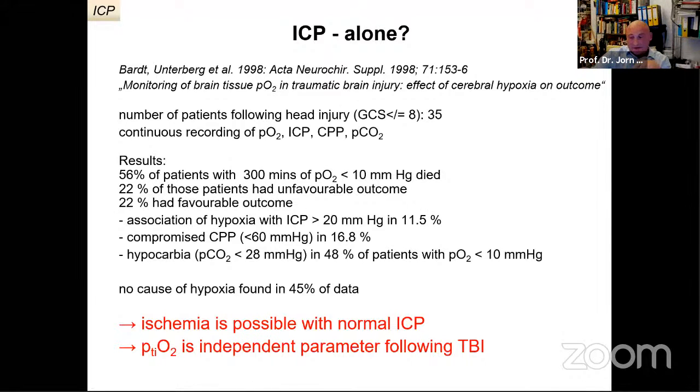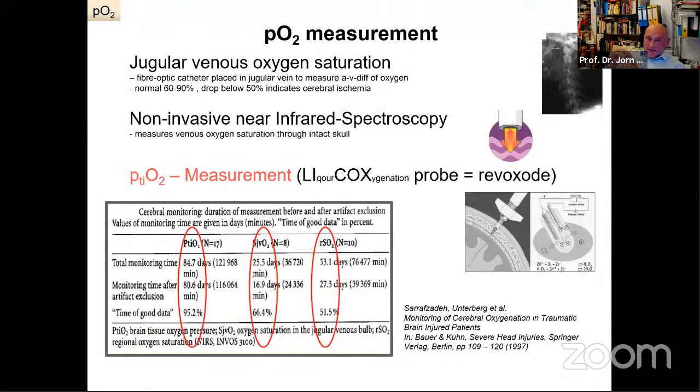And that gave rise to the idea of maybe measuring both of those parameters. So how can the PO2 be measured in the brain? In the neurosurgical or neurointensive setting, there are basically three big methods. One is the jugular venous oxygen saturation, where you place a fiber optic catheter in the jugular vein, and you measure the arterial venous difference of oxygen.